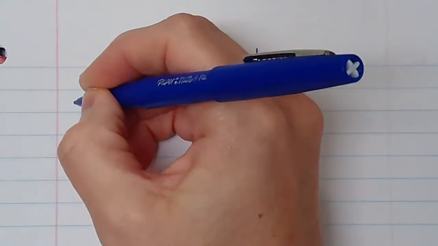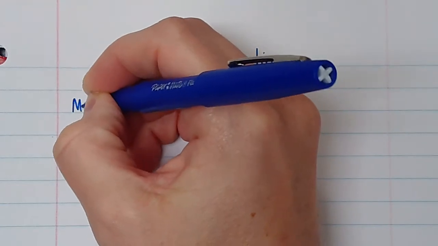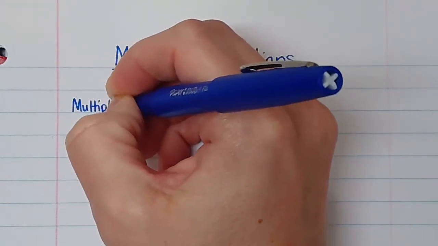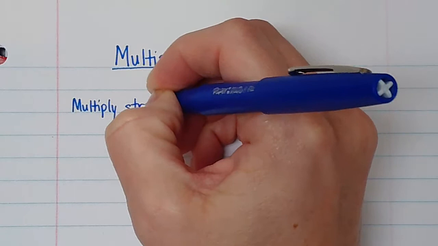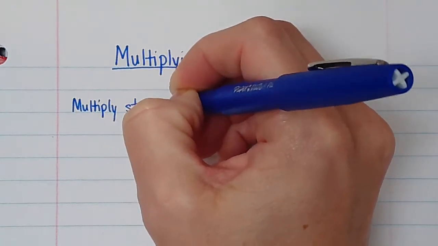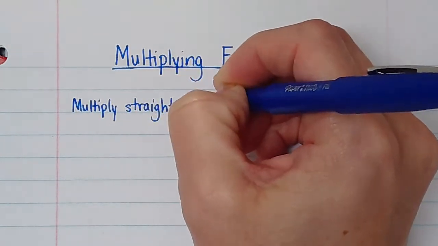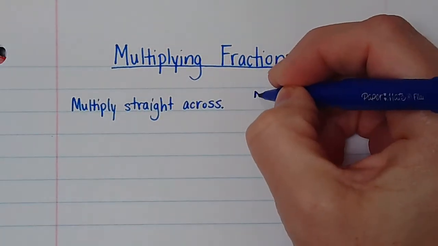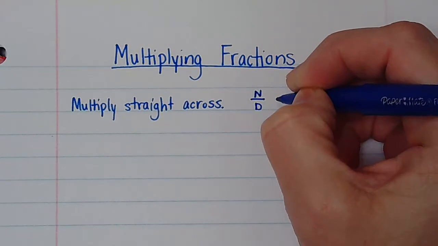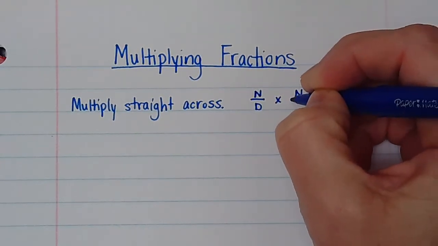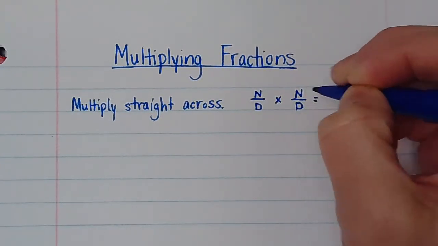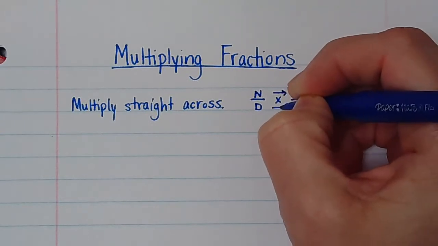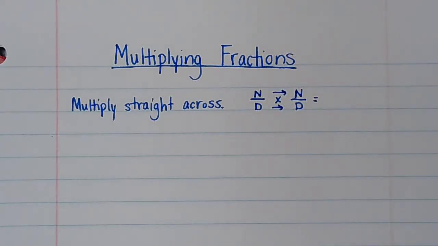The only rule is you multiply straight across. That is literally the only rule. So what I mean by that is if you have numerator over denominator times numerator over denominator, you just go straight across. All right, there's no butterfly, none of that. You just go straight across and make life very simple.